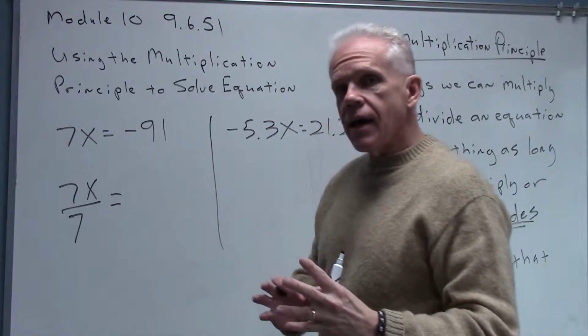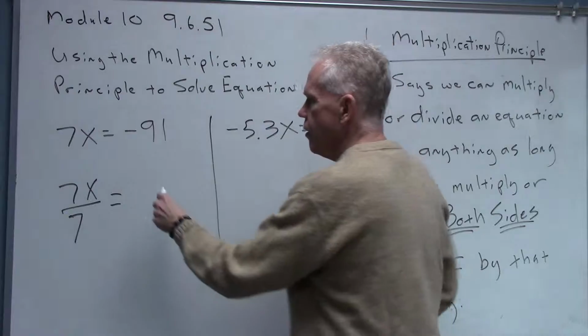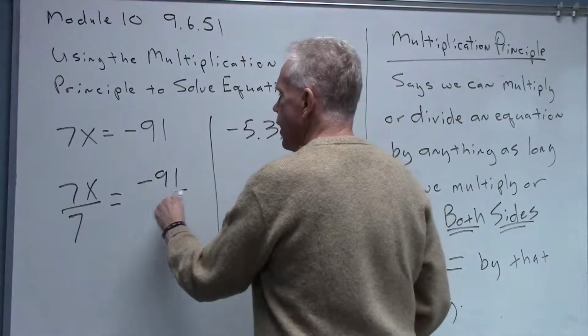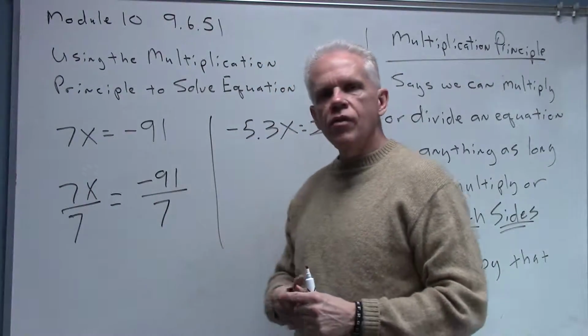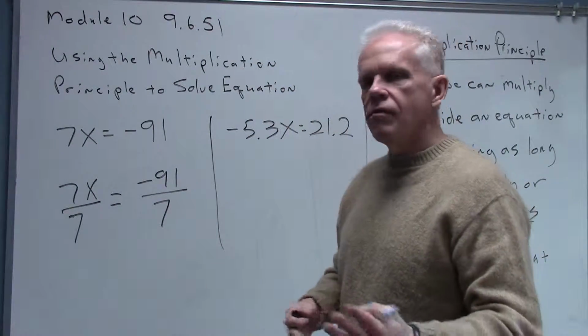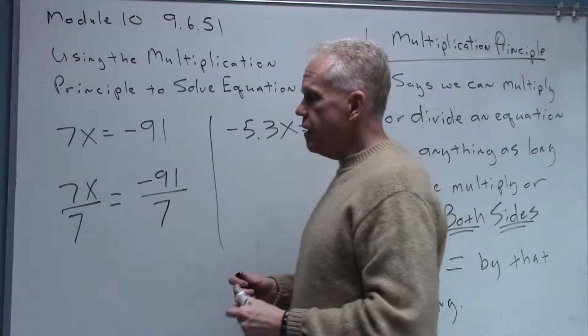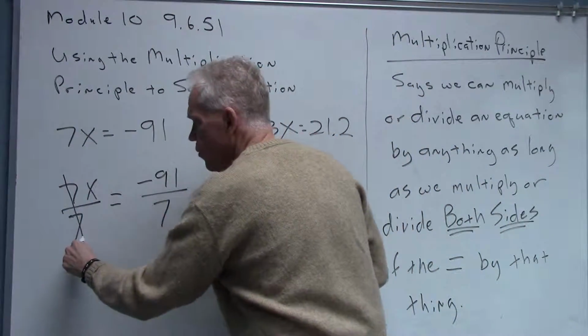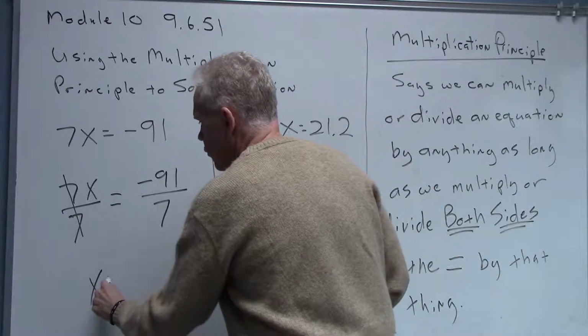I'm fine dividing the 7x by 7 on that left side of the equal as long as over here with this negative 91, I also divide that by 7. So if I divide one side of the equation by something, I need to divide the other side of the equation by the same thing. The reason I divided by 7 is I wanted the 7's to cancel. I'm trying to isolate the x.